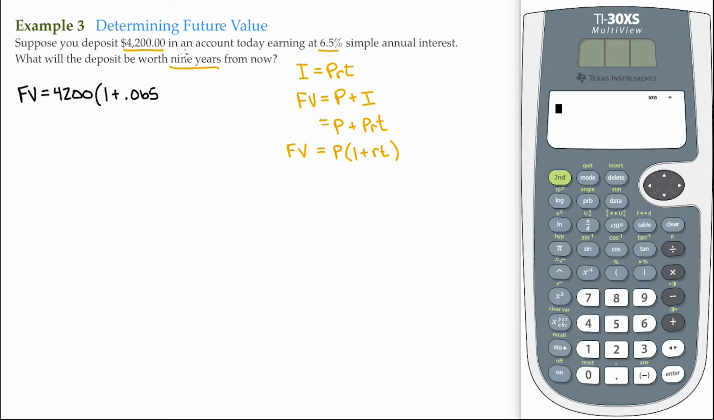And then we multiply that to the time. That's what this is down here. The rate times the time. And that's 9 years. Time is always in terms of years. So then this is $4,200 times 1 plus, now I'm going to take 0.065 times 9, right in our calculator here. And that's 0.585. So this is $4,200 times 1 plus 0.585, that's 1.585.